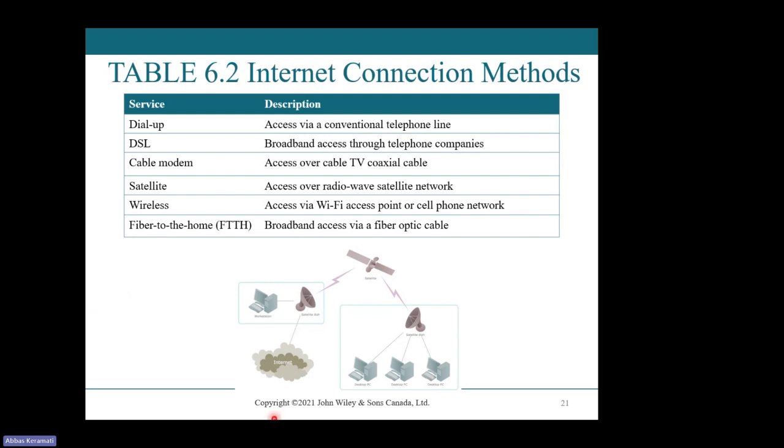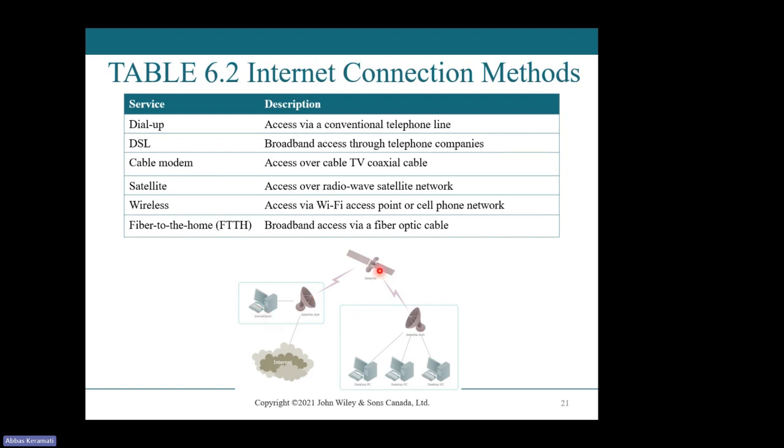Another way is connecting to the internet through Wi-Fi. For example, most of us are now at home, using an internet service provider's service. We have internet at home, and a wired or wireless connection to the Wi-Fi network at home. And another way, as I said, is satellite access over radio wave satellite networks.